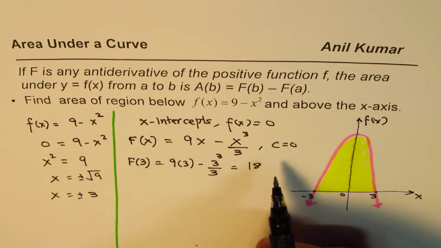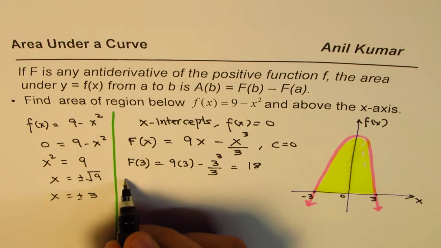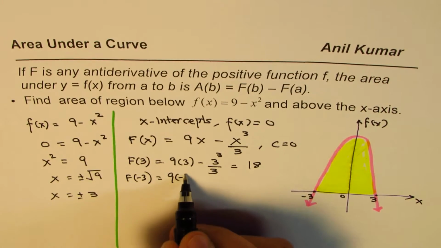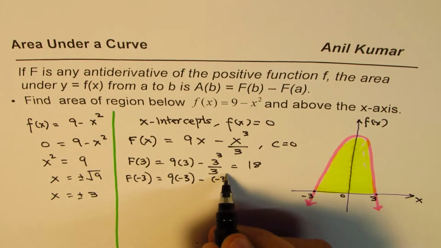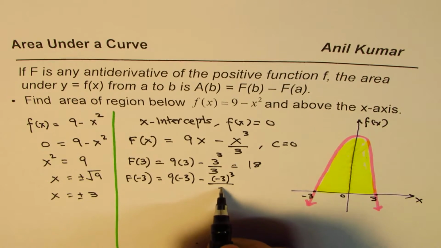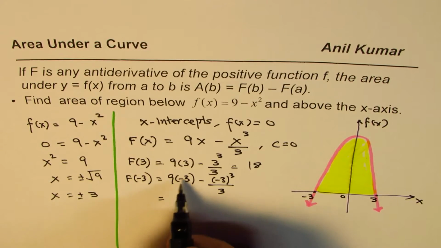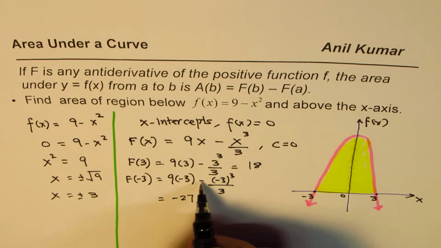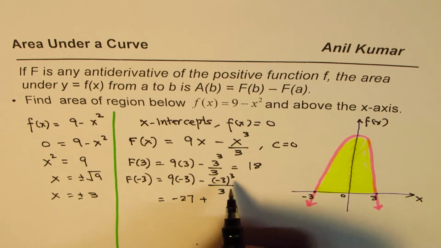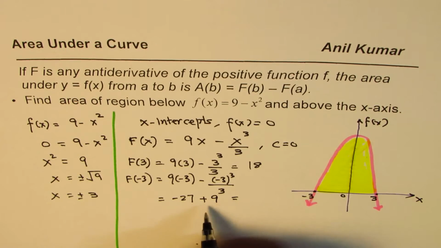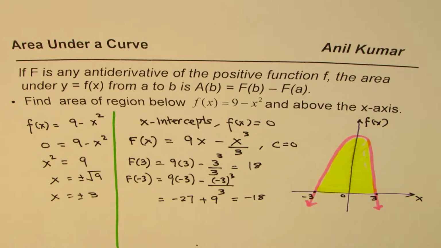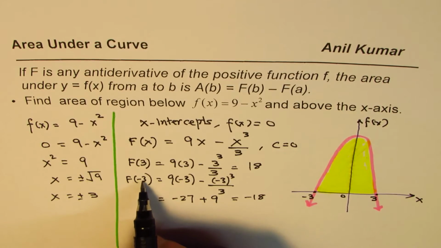And let's also calculate what F of minus 3 is, right? F of minus 3, this is the antiderivative. So we'll put 9 times minus 3 minus minus 3 cubed over 3, right? So that basically becomes minus 27 and minus of negative 27 becomes positive, so it is positive 9, and that will also give you minus 18 this time, right? So instead of positive, you get negative 18, correct? So that is F of minus 3.